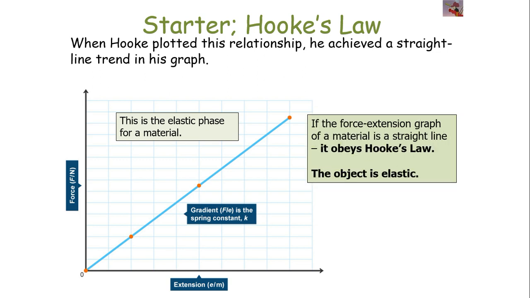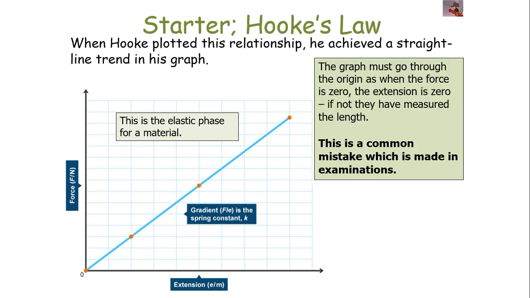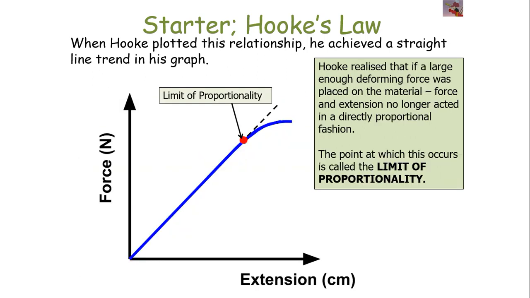So if the force extension graph of a material is a straight line, it obeys Hooke's law, it is elastic, force and extension are directly proportional. Now the graph has to go through the origin, as when the force is 0, the extension is 0. However, if a student has measured the length and not the extension, it wouldn't go through the origin, which is a common mistake which examination questions test upon.